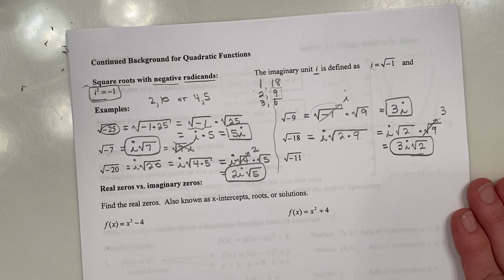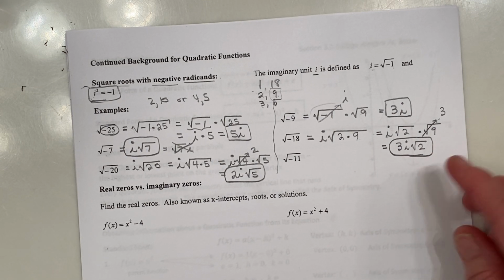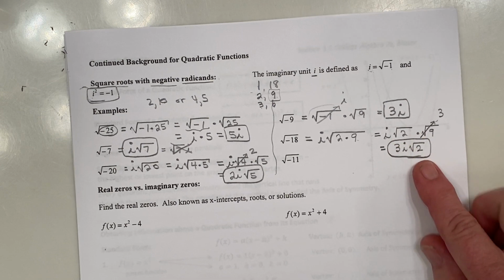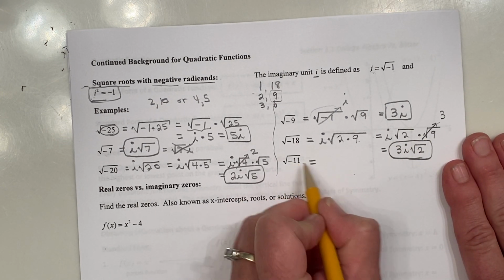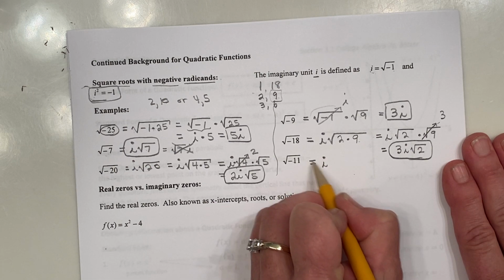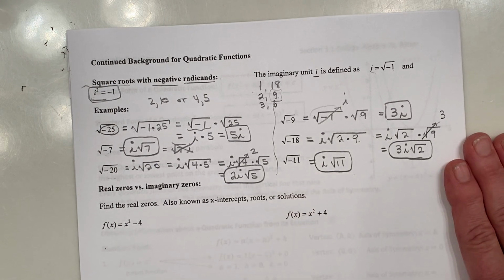It wouldn't be wrong to have this in a different order, but this is common practice, the way in which we order these factors. Okay, this right here, I know I'm going to have i. The square root of 11 will not simplify, so I'm just done with this right here.